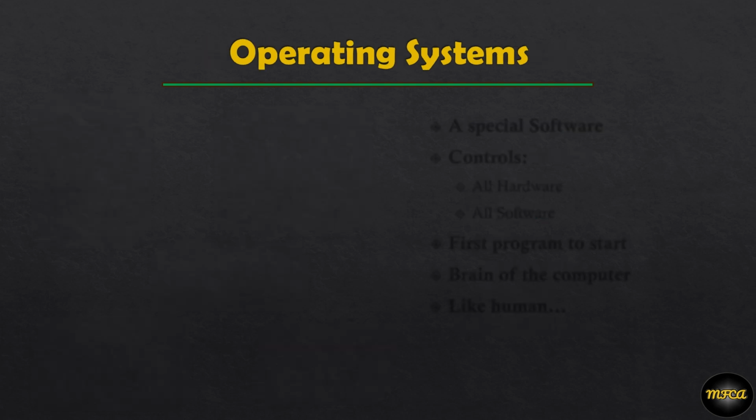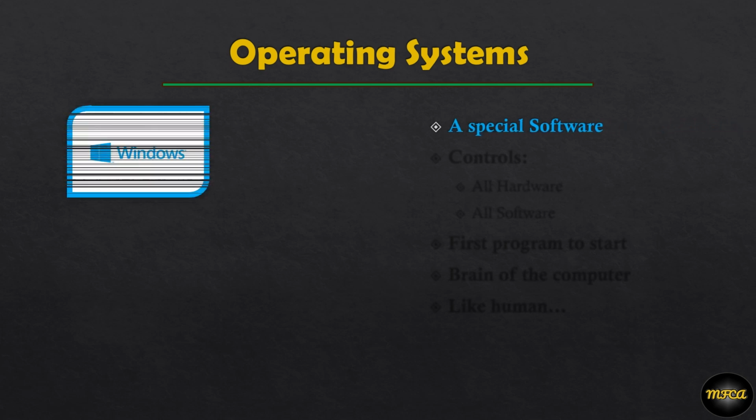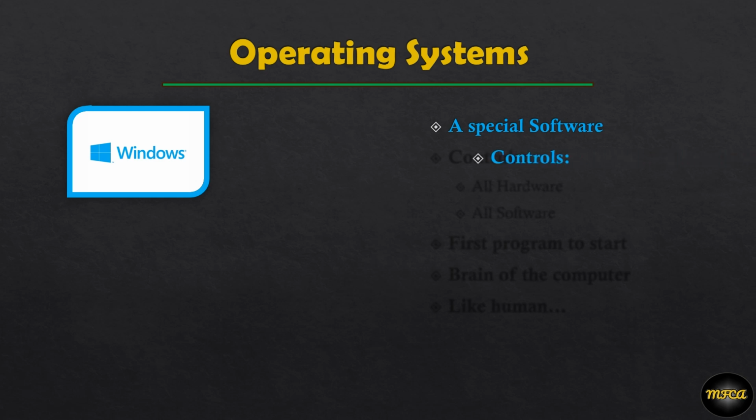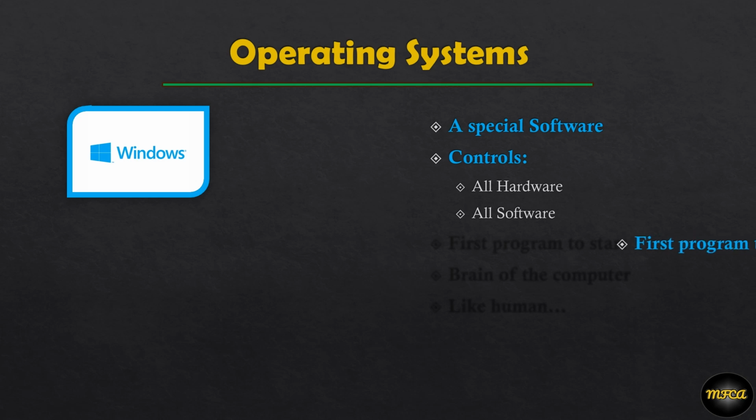Great. Now let us explore what an operating system is. An operating system is a special kind of program that controls the computer's resources, including all hardware and all software. The operating system is the first program to load when you start your computer, and it makes sure everything works together smoothly. Without an operating system, your computer wouldn't know what to do.